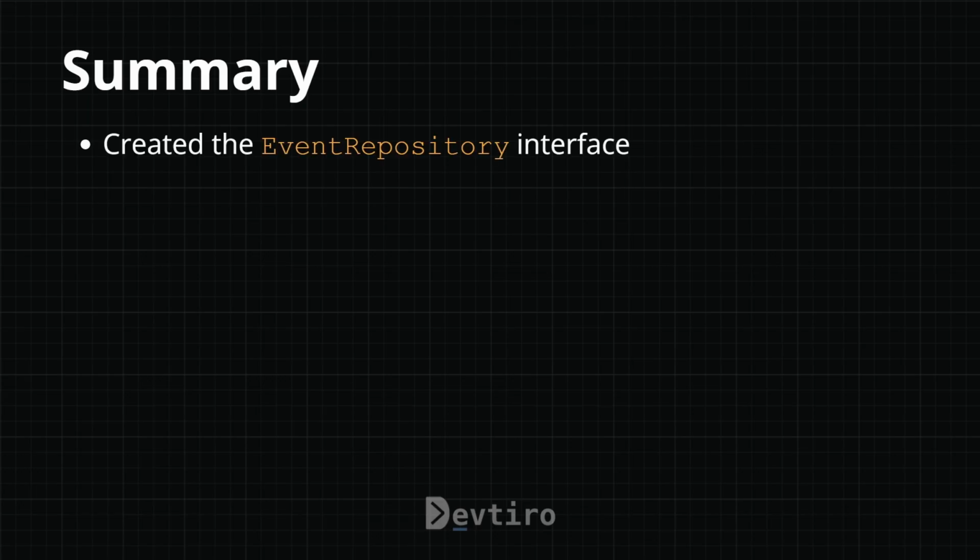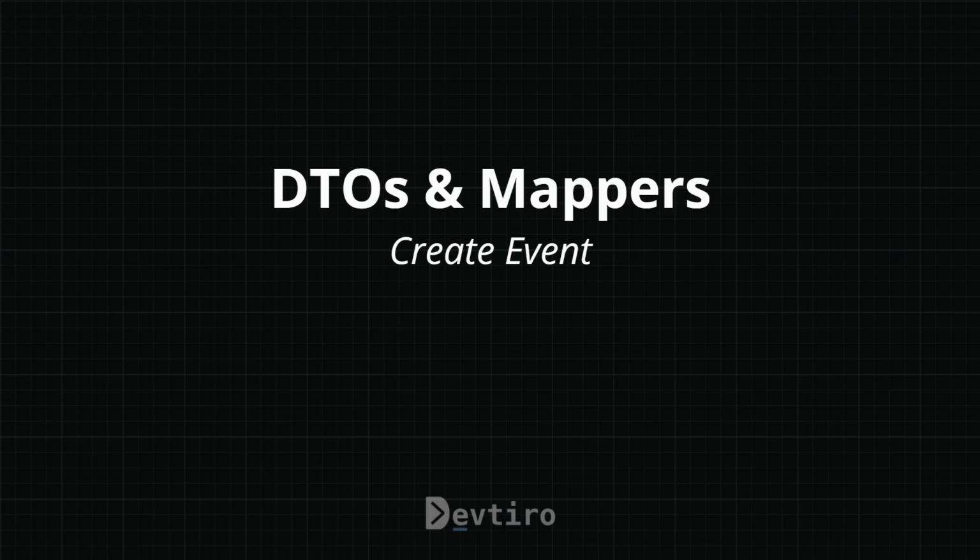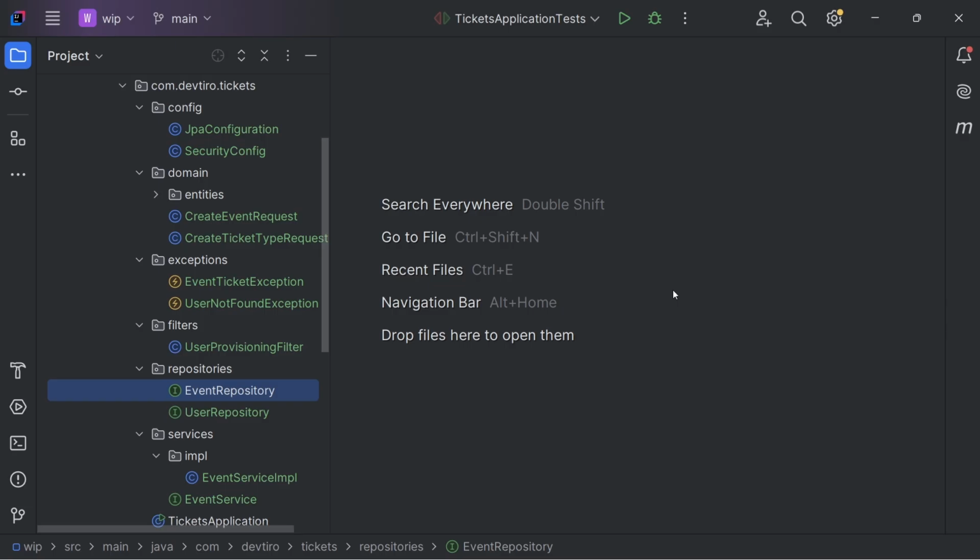So in summary, we've created the EventRepository interface, and we created the EventServiceImpl class, and we've implemented the create event method. So now that we've implemented our service layer, let's create the DTOs and Mappers that we're going to use in our presentation layer. So back in our IDE, let's create those DTOs and Mappers that we can use to model our REST API.